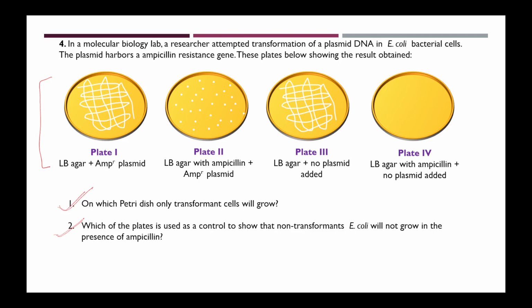Plate 4. Yeah. Yes, plate 4. This works as a control that our cells are clean and there is no background that will grow on the ampicillin plate. So whatever you are getting on this plate 2, these are the true transformant cells. Okay.